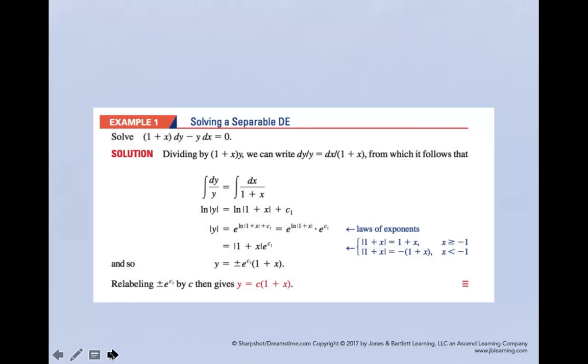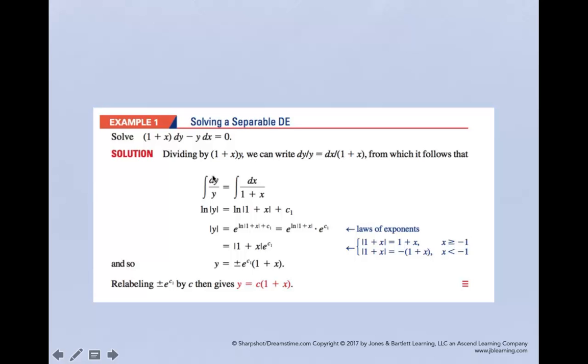So here are just a couple of examples. We'll look at example 1 first out of the textbook. We have this equation (1 + x) dy - y dx = 0. One way to think of this is we want to group all the y terms together and all the x terms together, and that will give us an equation that we can separate. So if I move this y dx term over to the right-hand side of the equal sign, and then divide both sides by y and divide both sides by 1 + x, I end up with this equation: dy/y = dx/(1 + x), just from the algebra.